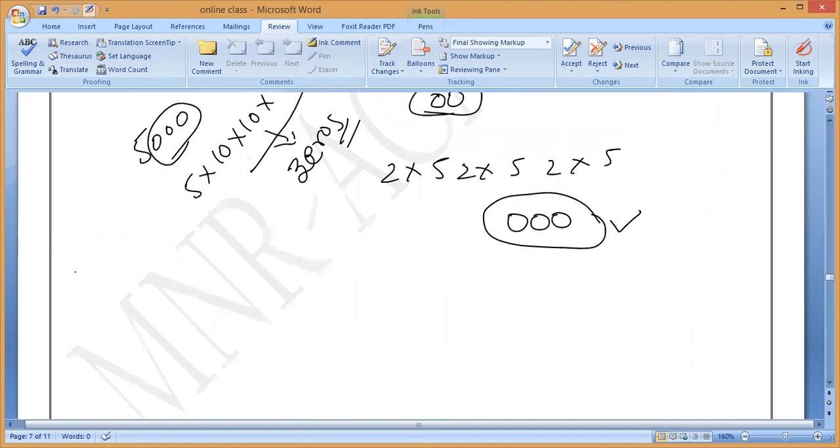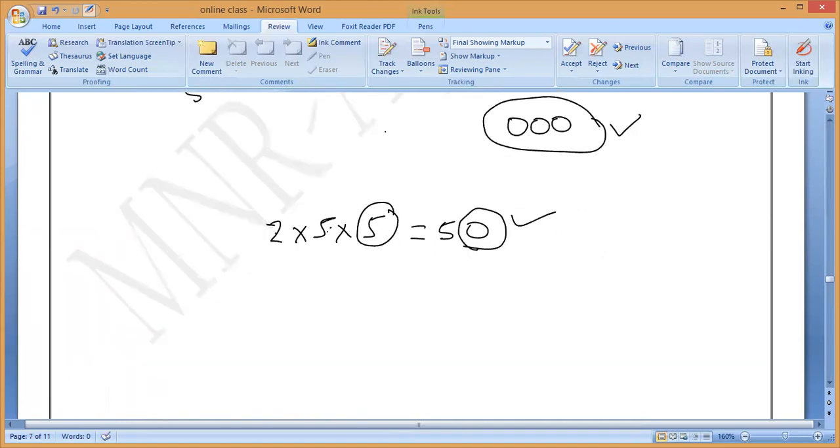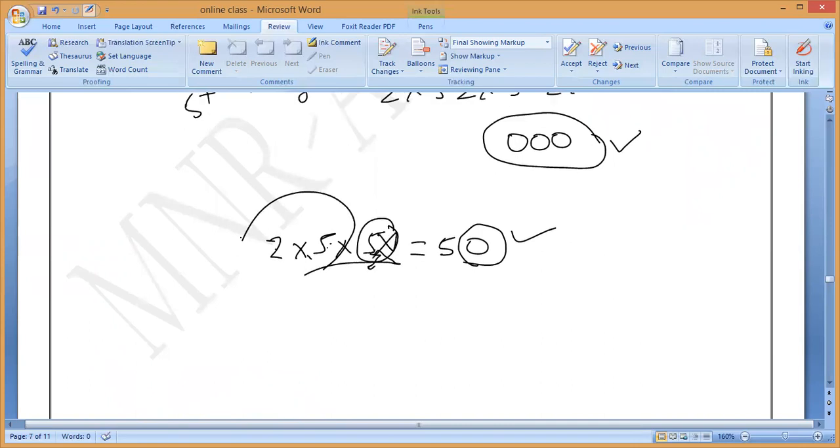Suppose, madam, like this also may come: 2 into 5 into 5. You may check it. 5 fives are 25, 25 twos are 50. Means how many zeros are there? Only 1 zero. Correct or not? Here how many sets? Only 1 set, because here we have only one set of 2 into 5. Here 5 is extra, but we don't care about it. Don't consider the extra 5. Understand?